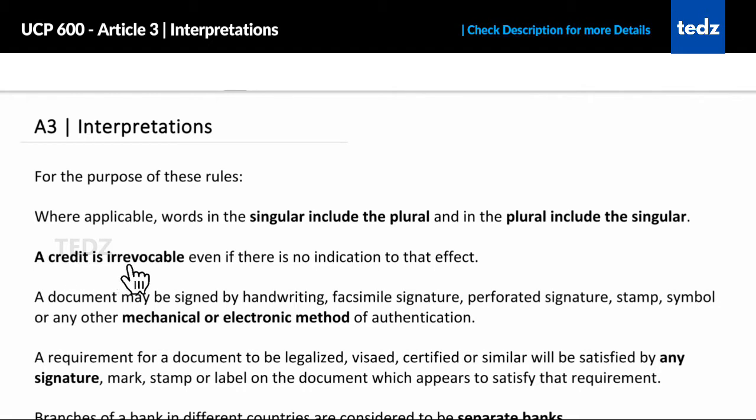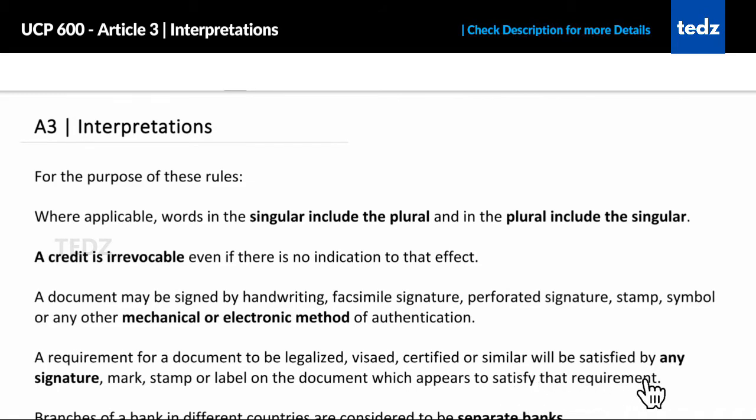The credit is irrevocable, which means it cannot be amended or changed even if there is no indication to that effect. A document may be signed. It can be signed handwritten, or with a facsimile signature, or a perforated signature, or just a stamp or symbol, or any other mechanical or electrical method of authentication. So when a document needs to be legalized or certified, it can be satisfied by any signature or mark or just a stamp or label on the document which appears to satisfy that requirement.